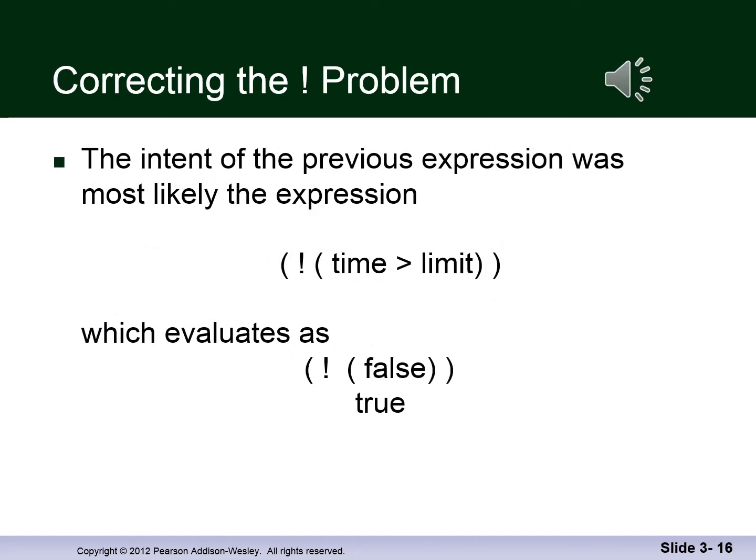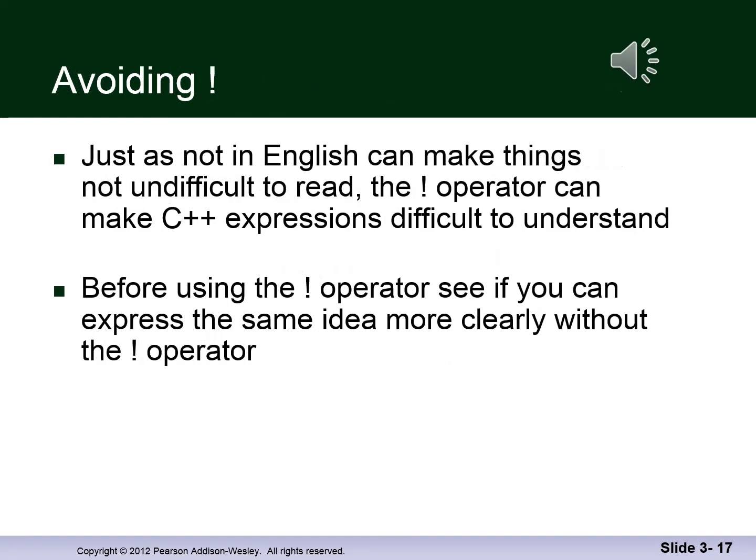Here is the example on the previous slide, restructured so, and using my friend's parentheses, time greater than limit is evaluated first because the parentheses trump the order of precedence, and if that evaluates as false, then the not flips it to true. It's still not the clearest way to do this, in my opinion. I think I've been making this point all along.